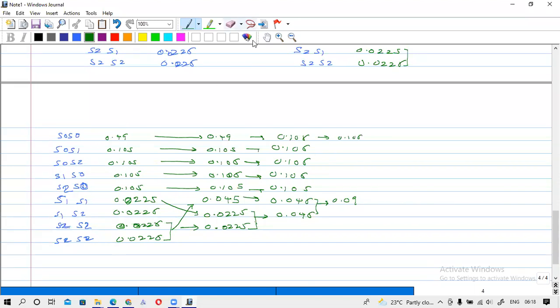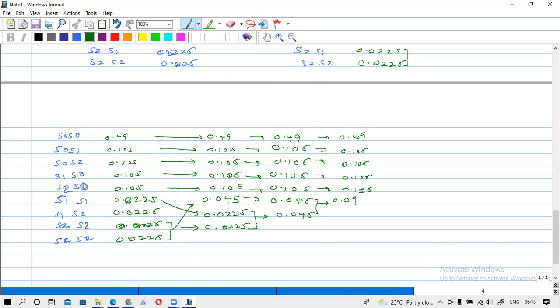Sorry, yeah, I'm doing a mistake. This is 0.49, and also this is 0.49. Please be with me, otherwise our answer may be wrong. 0.5 and here also 0.105.